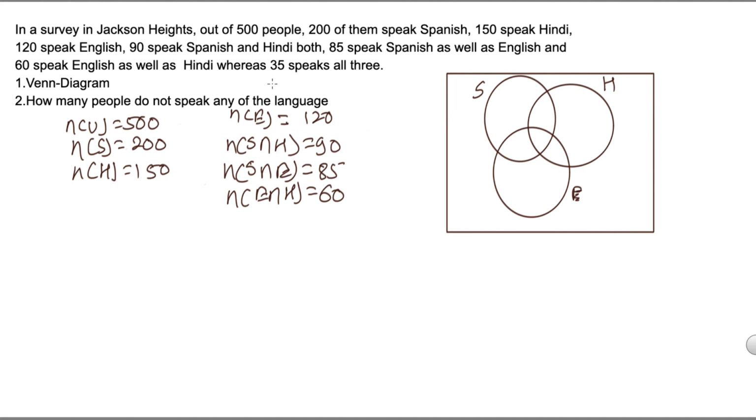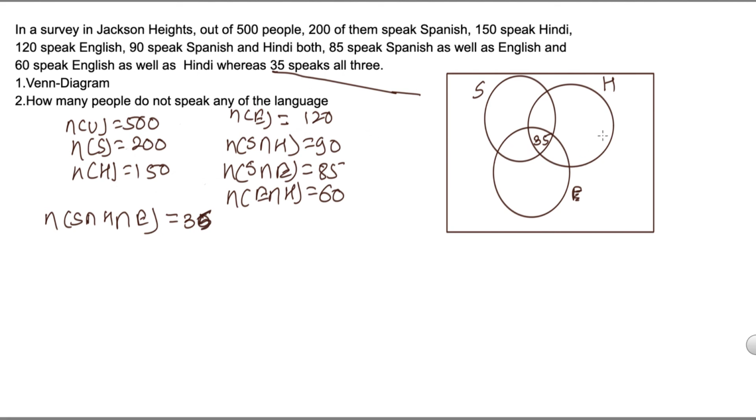Before that, 35 speak all three. So S intersection H intersection E is 35. Let us put all this information in our Venn diagram. In order to fill the Venn diagram, we always must start from the intersection, so it will make it easier. So this is 35. 35 can speak all of the three languages, so this is 35.